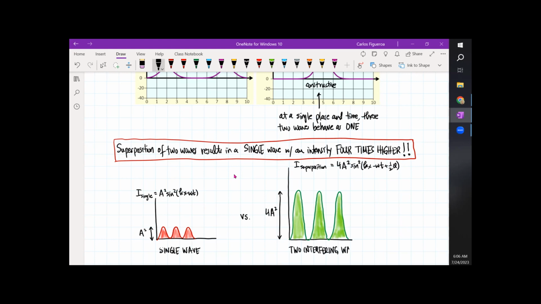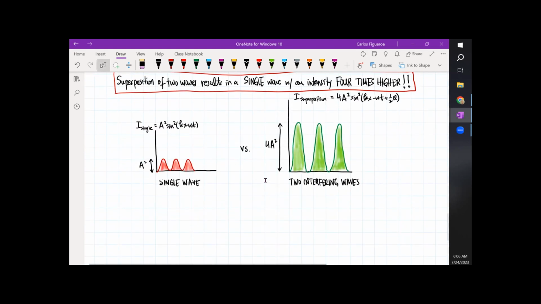interfering waves. So why does this occur? Why is the intensity 4 times larger than a single wave? And it turns out that it's a little bit slippery, but this is the answer.